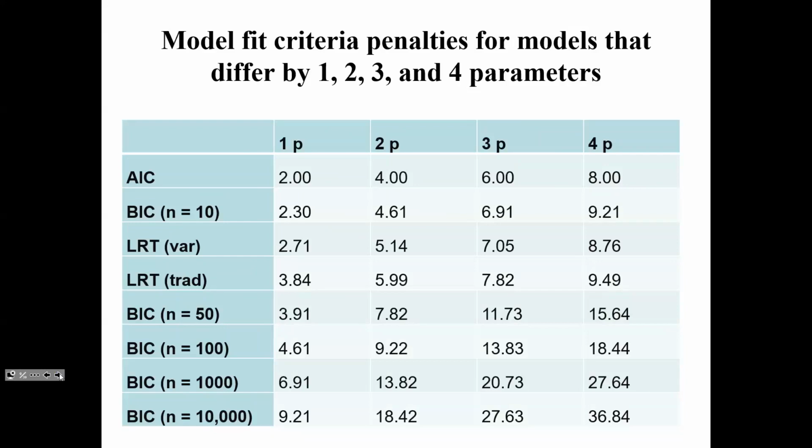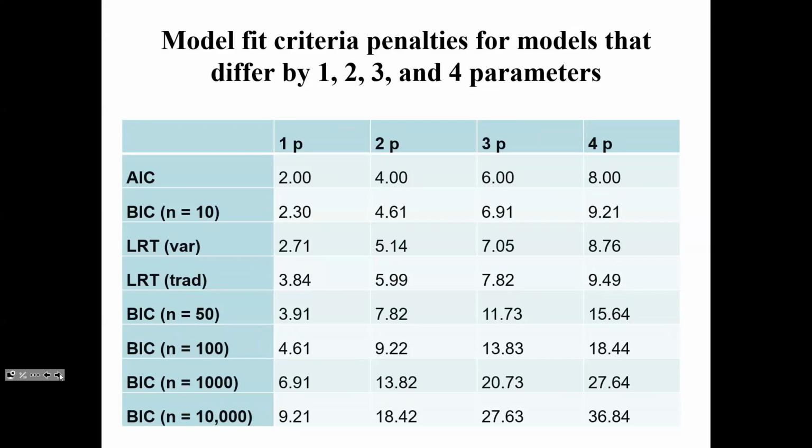And you can see that even with the cluster size of 10, the BIC penalty is already bigger than the penalty for the AIC. So if the BIC favors the more parameterized model, then the AIC must also favor the more parameterized model, right? But the reverse is not necessarily true.